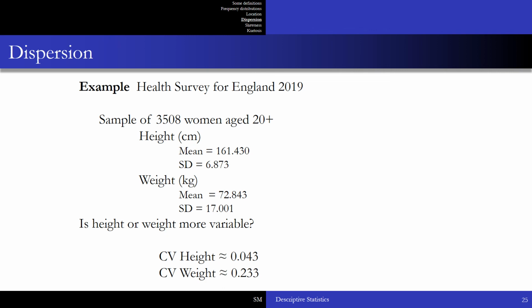So the trick is to divide each of these by their mean to get the coefficient of variation. Then we can answer the question, is height or weight more variable? The coefficient of variation for height is approximately 0.043 and for weight is approximately 0.233. So we would conclude that weight is somewhat more variable. There's more dispersion in the weights than there is in the heights.